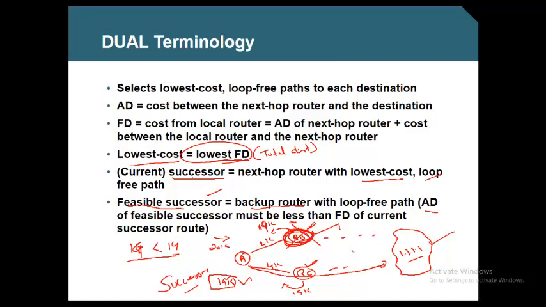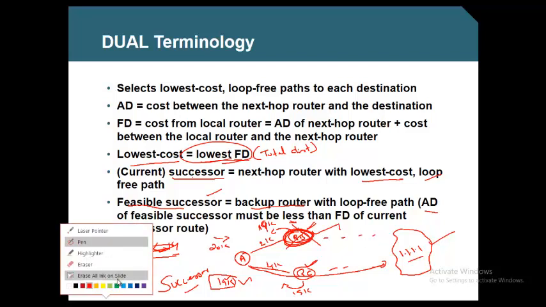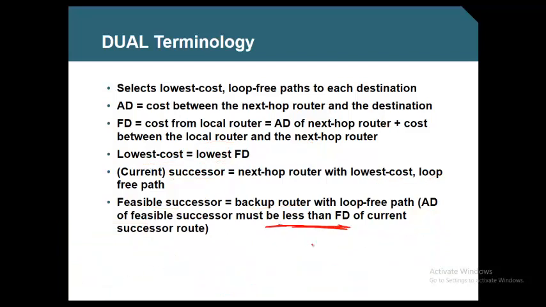See, to be a qualified backup path, the advertised distance of the backup path should be less than the FD value of the elected path, the successor. Got it? So we call this the feasibility condition. See, if you get a path like this, less than FD, then there won't be a loop. If a loop is there, it will not be less. Sometimes even if a loop is not there, it won't be less, but it won't take it because it wants to guarantee a loop free path.